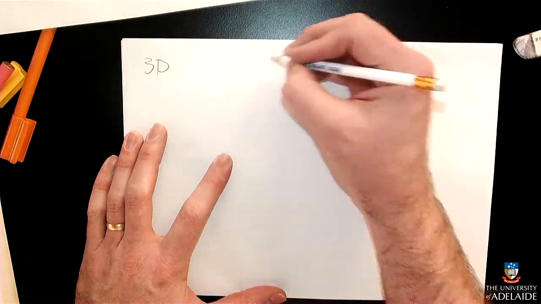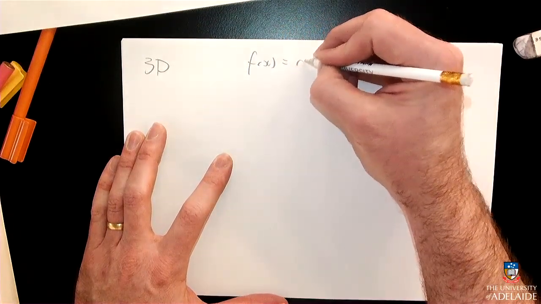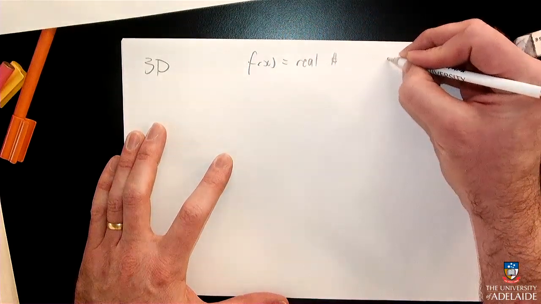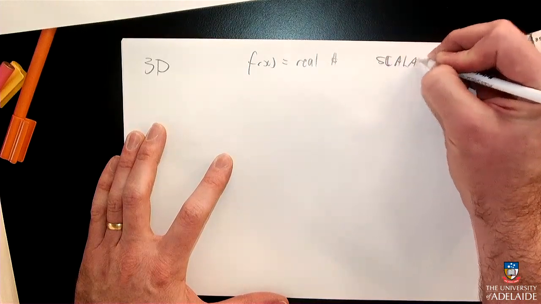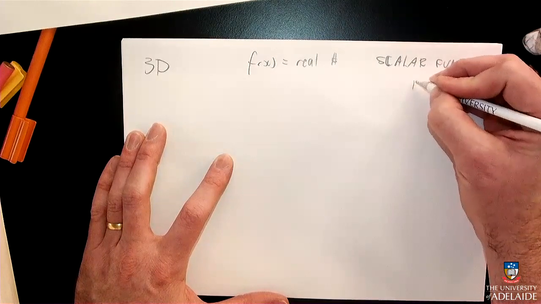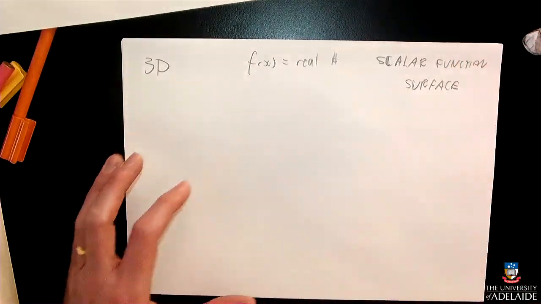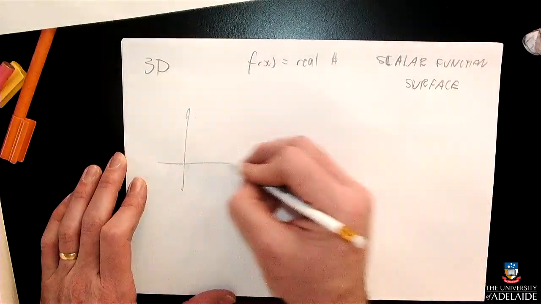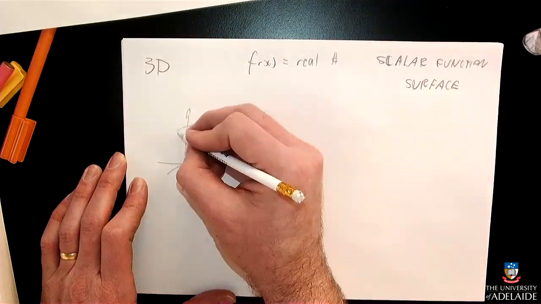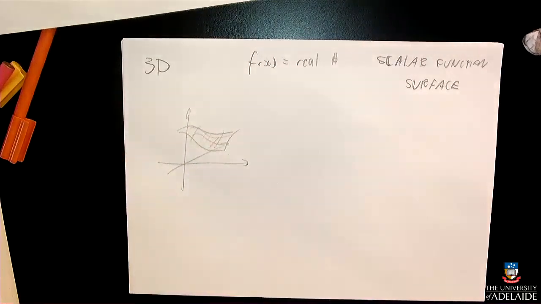What next? We're still in 3D, and f of x is still going to be a real number. It's going to be a scalar function. And we're going to do it across a surface this time. Do not like drawing surfaces. So that's not too bad.